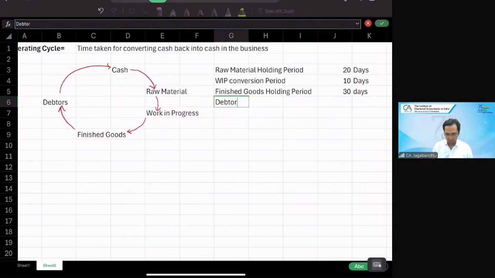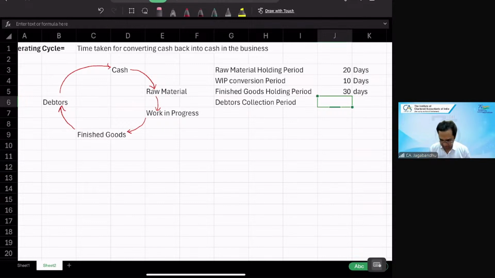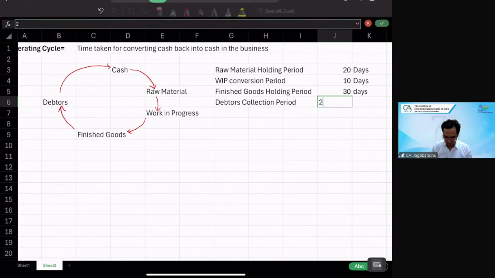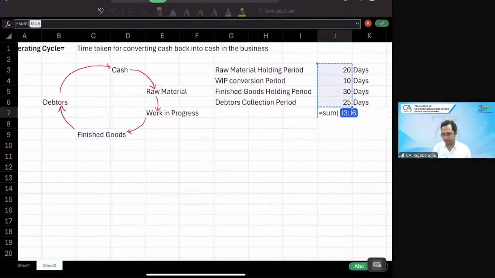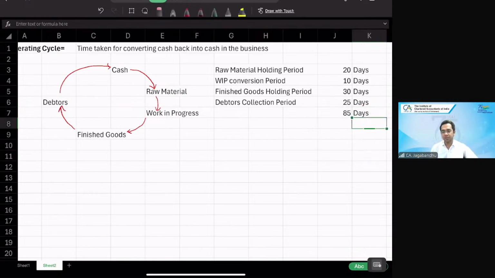Now, the customer is also going to take a certain time to give you back the money. So this is your debtors collection period. Let's say debtors collection period is 25 days. So you take 25 days to collect money from your debtors, right? So if I just add all of them, that's 85 days, right?